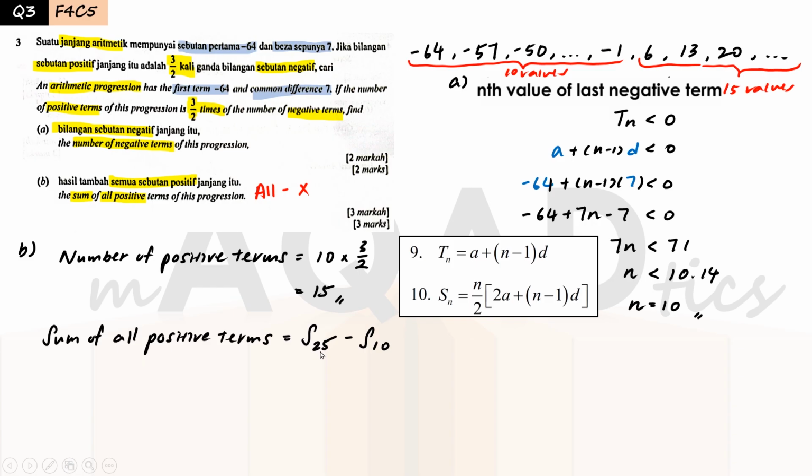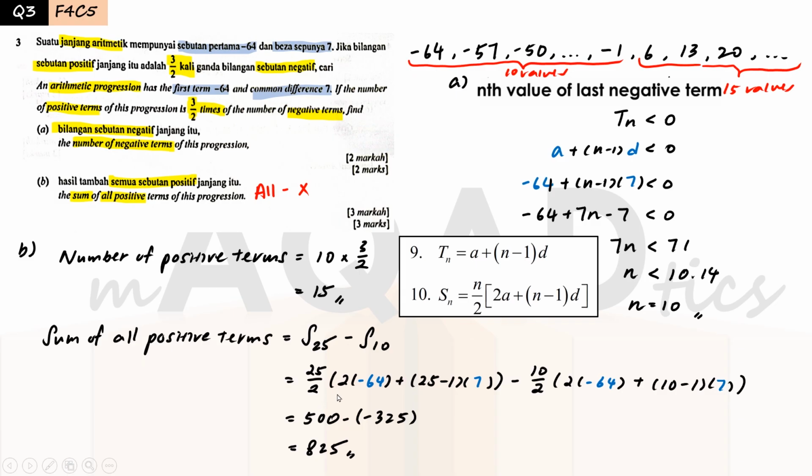For n, I can just use 25, and then a and d would be the negative 64 and 7 here. Same goes for S10 as well. Once you simplify, you'll find out that this part would be 500 and this part would be negative 325. It makes sense because we are summing up all the negative values. So negative, negative, positive, then you will end up with 825 as your answer.